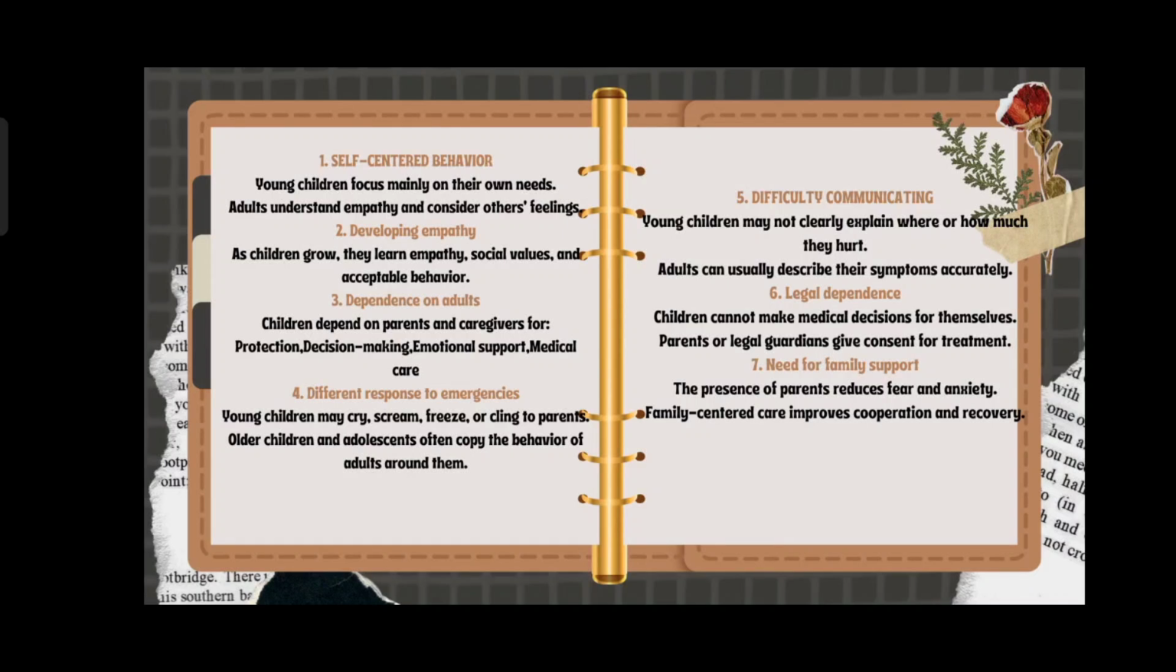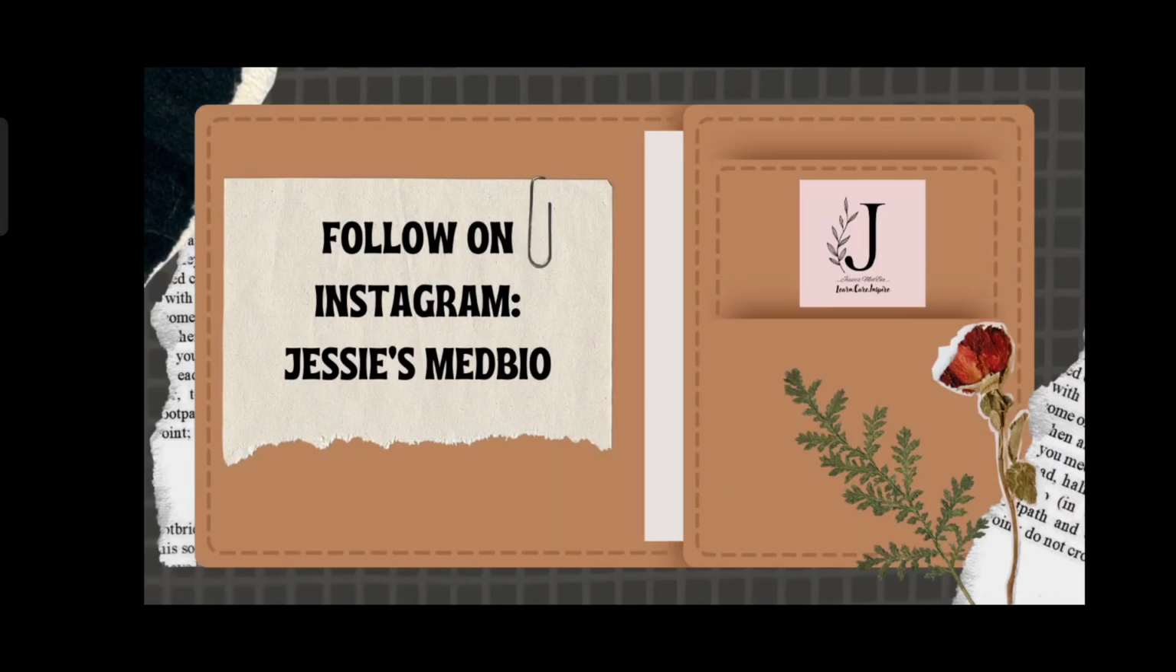The need for family support. The presence of parents reduces the fear and anxiety among the children, and family-centered care improves the cooperation and recovery. I hope you all know about the family-centered care. Then that is about the social differences. So, in today's class, we discussed the mortality and morbidity ratios and also the differences between child and adult.